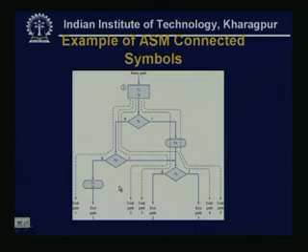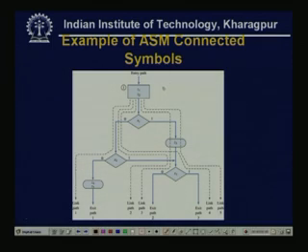Now, this is a simple example of how an ASM chart can be constructed using the three types of symbols. Here we have taken one state symbol, and one entry point is here. So, this is one state symbol. Now, this one is a decision symbol.